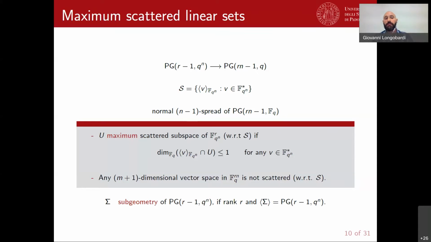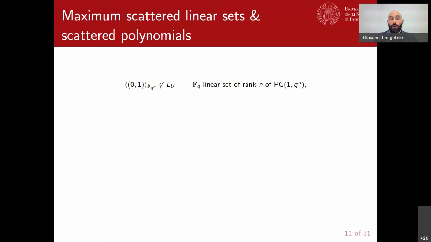A particular linear set is the subgeometry, or canonical subgeometry, of this space. It is a linear set of rank r, exactly the number here, and the projective span of the subgeometry is the whole space. Now we will see the link between maximum scattered linear sets and scattered polynomials. Here we are in the projective line, and the maximum rank for a linear set is exactly n, by a result of Blokhuis and Lavrauw.